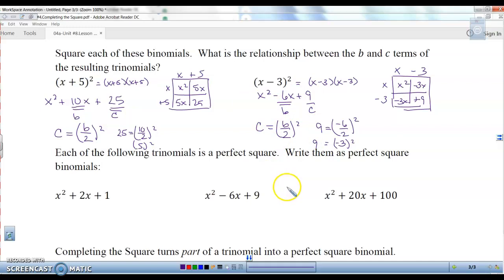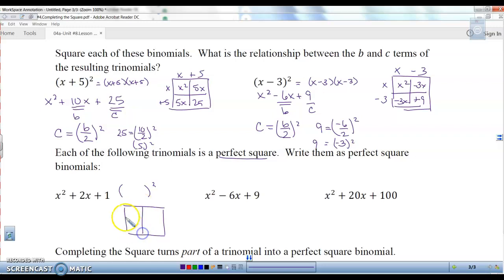Now, how do we use that for perfect squares? You have to be able to take a trinomial like this, that is a perfect square, and write it like this. So let's factor this, x squared plus 2x plus 1. We're going to write it as a perfect square, so we want to write it as something quantity squared. To do that, I need two factors.